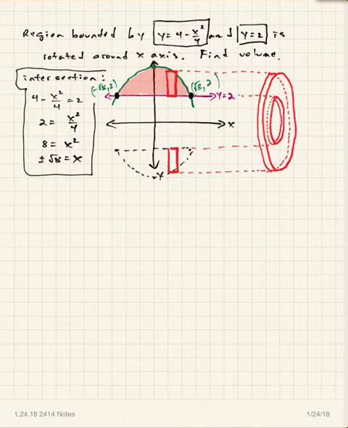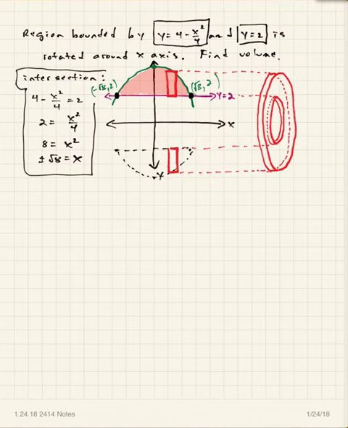And I drew in the representative rectangle in there. And I actually draw a cross-section of that rectangle also. And so now what we want to do is look at little r and big R and label those on this picture.